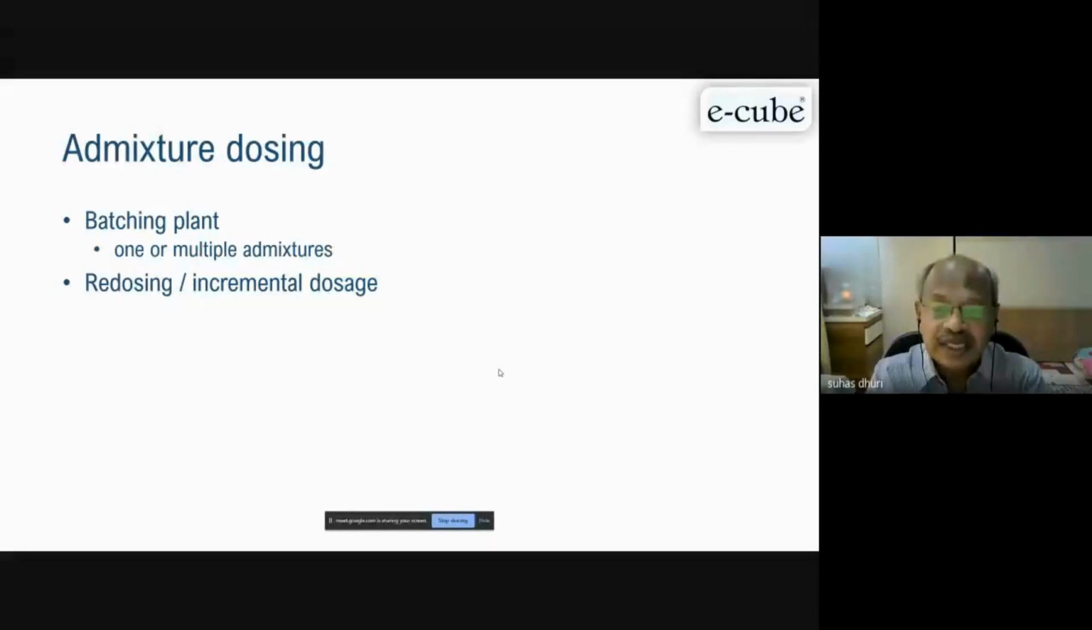And if you see the literature the admixture manufacturers give, it says don't add admixture in liquid form on dry cement. So add only on wet paste, which will give better effect, better performance, and lower consumption of admixture.